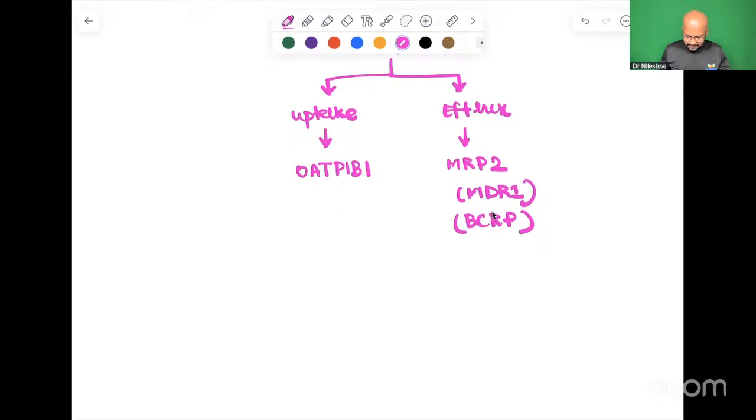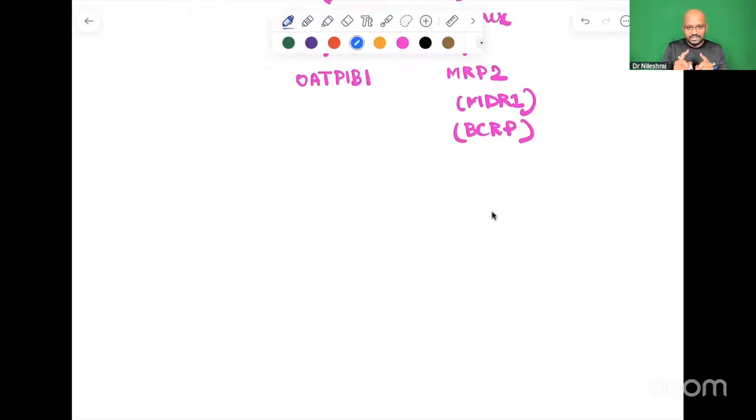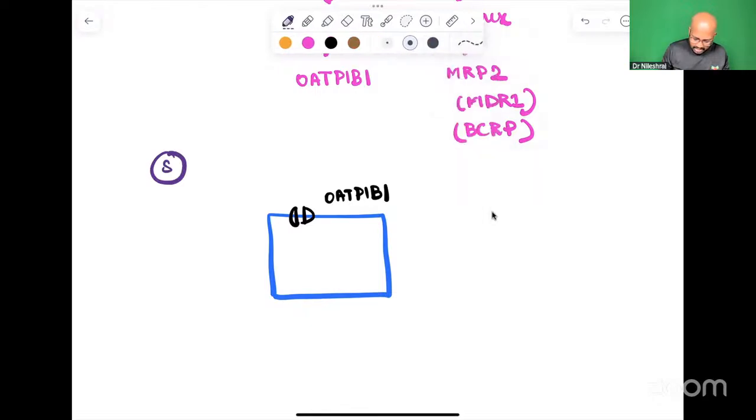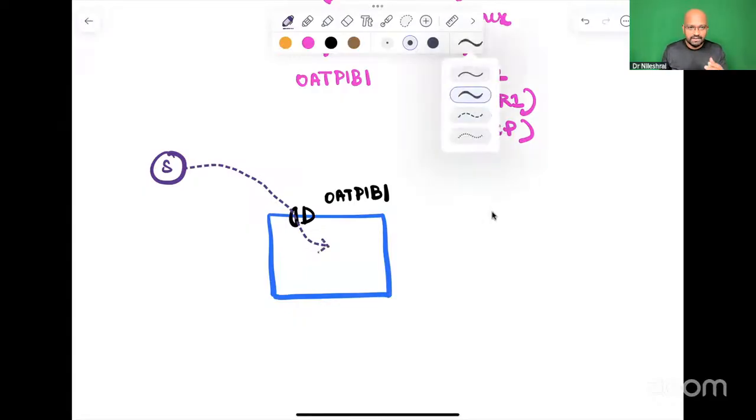Now here, the function of OATP1B1, that's the important one-liner of this question. Consider here are your hepatocytes, and on the surface of hepatocytes we have this OATP1B1 gene or OATP1B1 protein. This is an uptake transporter, which means whenever statins are there, these statins are going to be taken up into the hepatocytes via this transporter. That's what is called an uptake transporter.